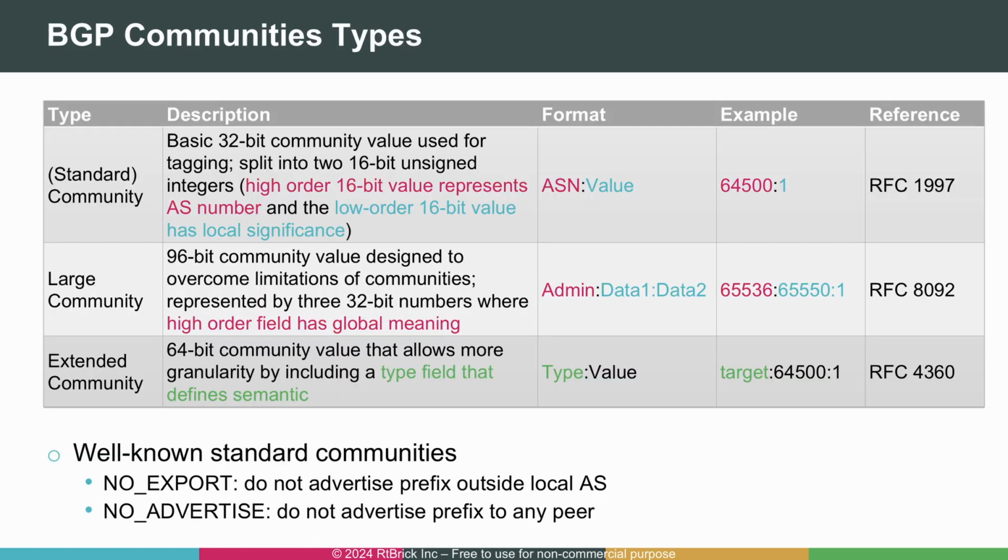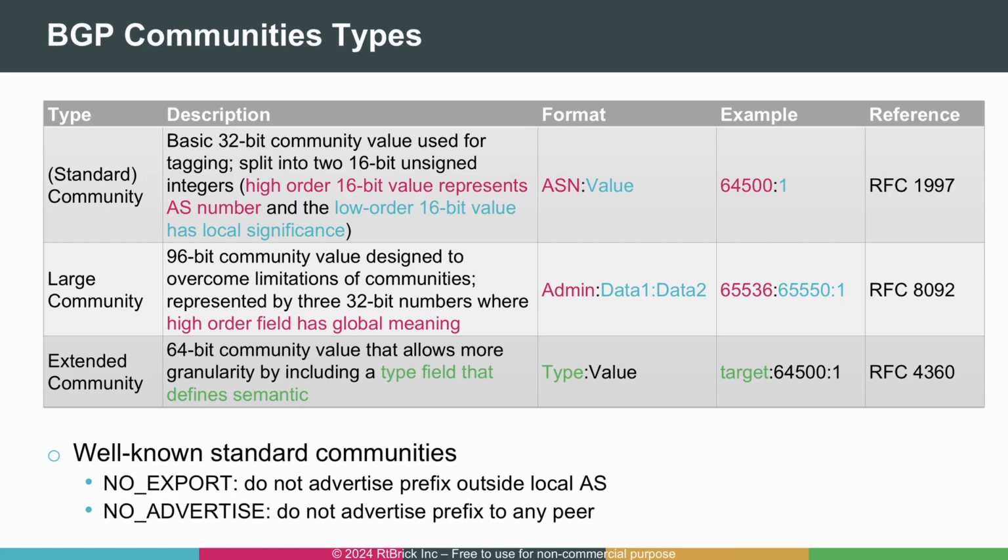Because standard communities only support 2-byte AS numbers, BGP large communities were introduced in RFC 8092. These are 96-bit values divided into three 32-bit blocks which are separated by colons. The first holds the 4-byte AS number, and the second and third are operator-defined values. Additionally, RFC 4360 defines extended BGP communities, which are 64-bit values. These include a typed field that determines the community's meaning. A common example is the route target extended community, used to define VPN topologies in BGP MPLS VPNs.